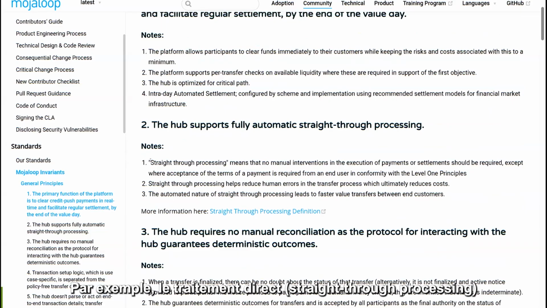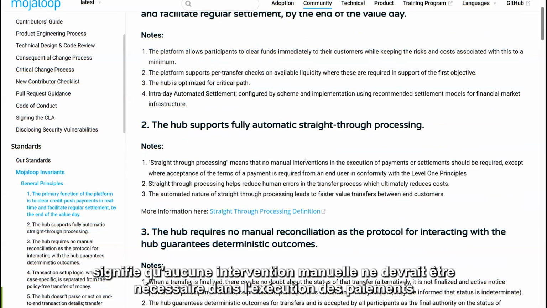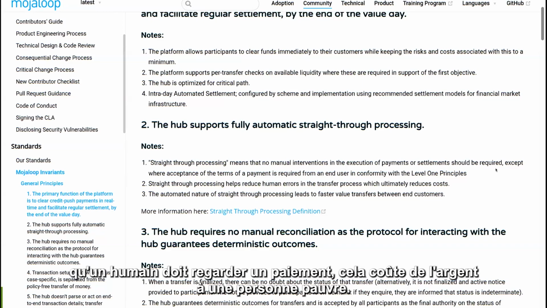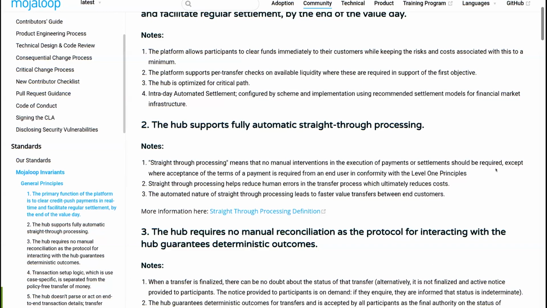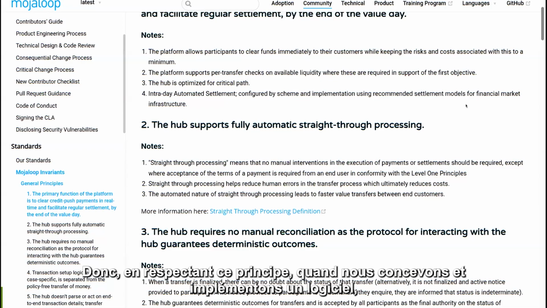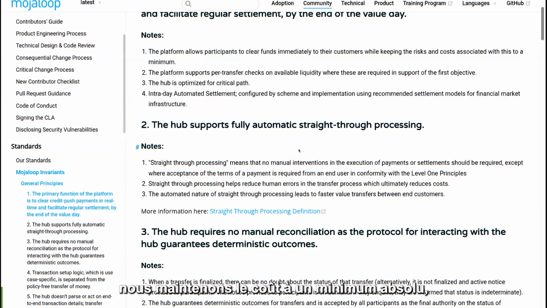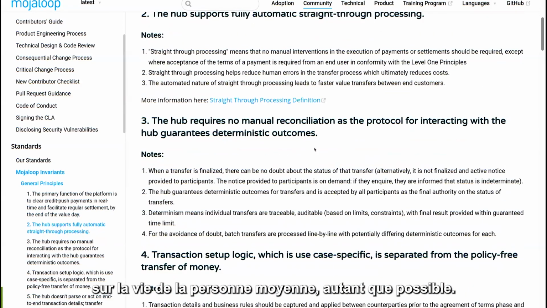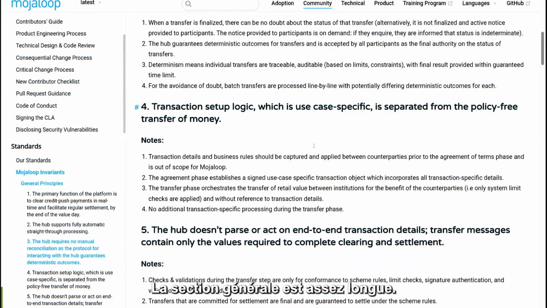So, for example, straight-through processing means that no manual interventions in the execution of payments or settlements should be required. Well, that links directly back to the idea that whenever a human has to look at a payment, it costs a poor person money. So by upholding this principle when we design and implement our software, we keep the cost to an absolute minimum, and we have as minimal an impact on the lives of your average everyday person as possible.